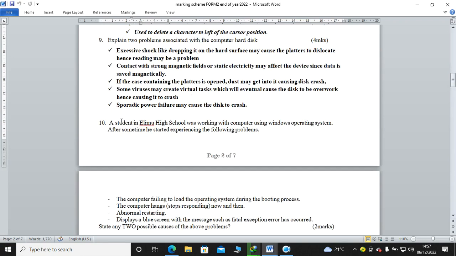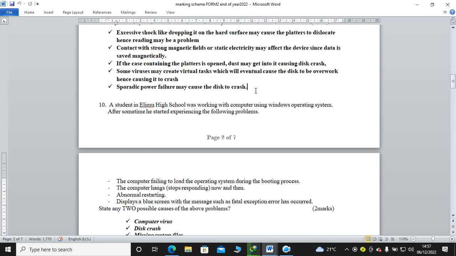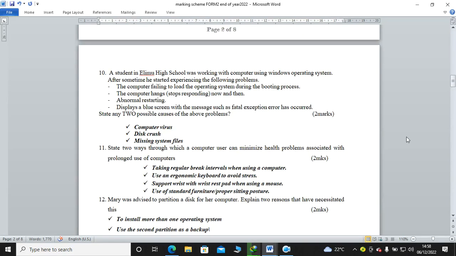Then we have question number 10. A student in Elimu High School was working with a computer using Windows operating system. After some time, he started experiencing the following problems: the computer failing to load the operating system during the booting process, the computer hangs, stops responding now and then, abnormally starting, displays a blue screen with a message such as fatal exception error has occurred. State 2 possible causes of this problem.